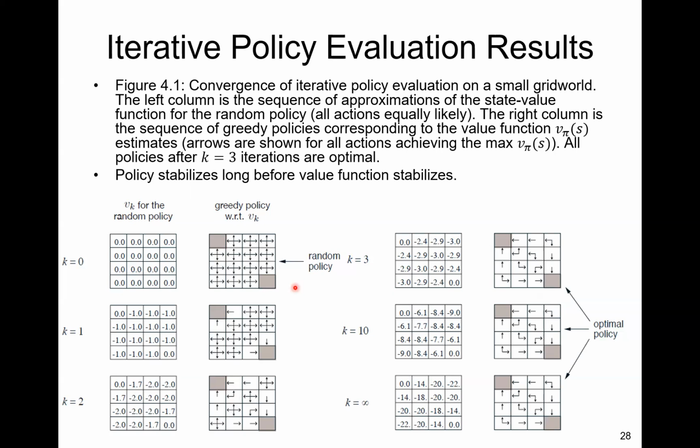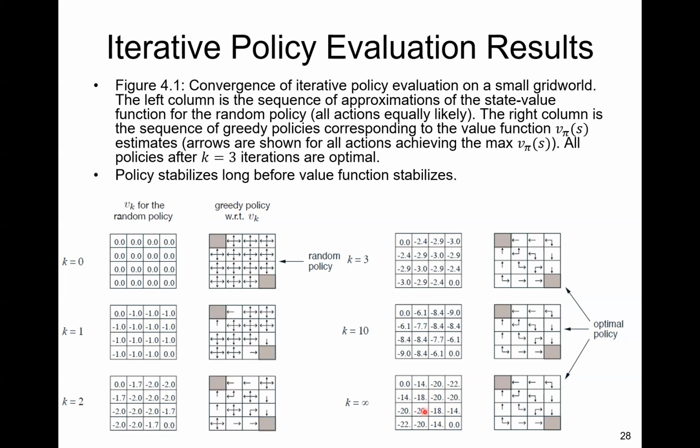As you go with more and more iterations, you will reach a state like this. This shows the greedy actions for the value functions at k equals 3. As you have more iterations, 3 to 10 to infinity, the value functions gradually converge very slowly. As you can see, from 10 to infinity, the value functions keep changing.